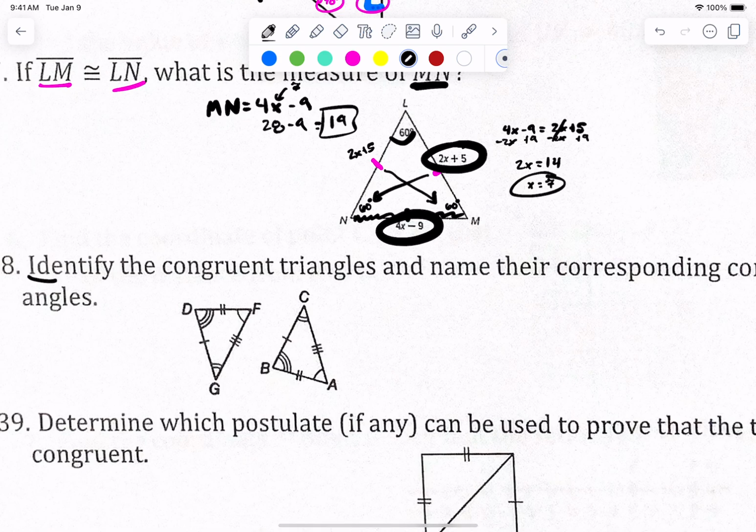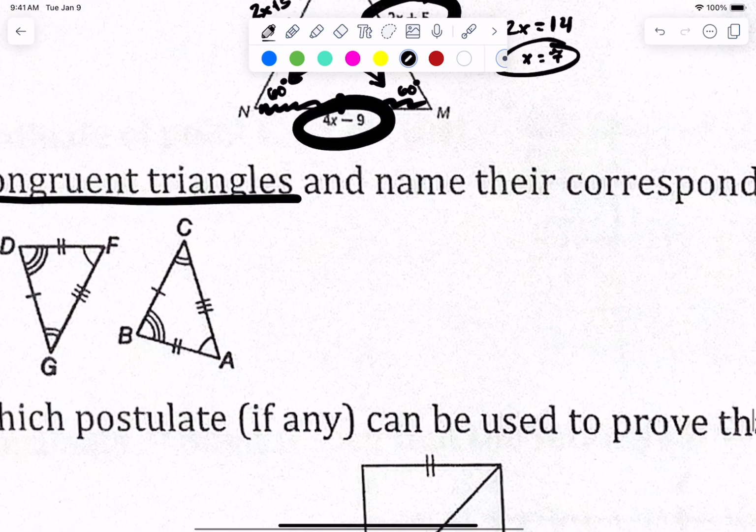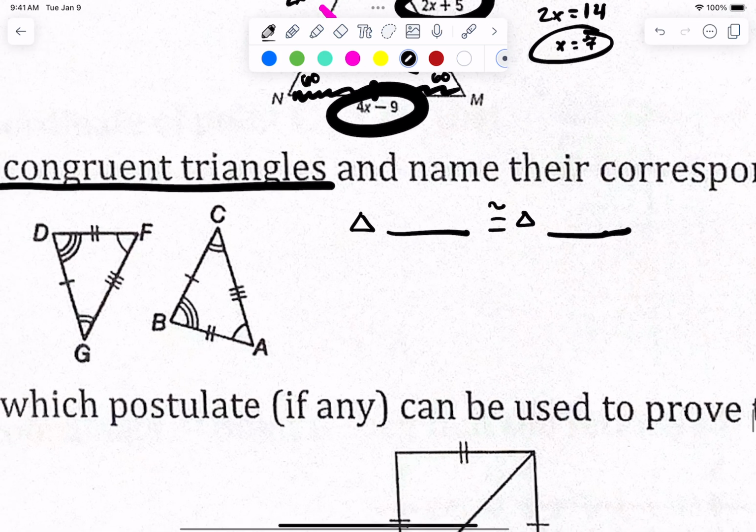Identify the congruent triangles. What does that mean? Are they the same? What they're saying for identify congruent triangles is tell me which ones are congruent. So like triangle whatever is congruent to triangle whatever. Name them and write me what is called a congruence statement. Could you go D, F, G, and B, A, C?